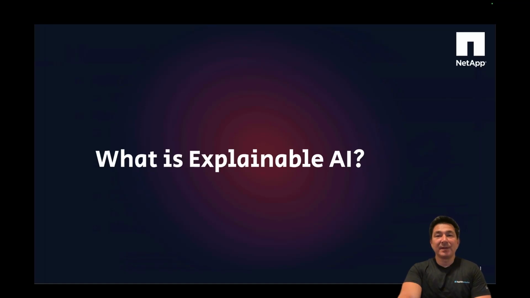Artificial intelligence is making decisions all around us, from what we see in our social feeds to how our loans are approved. But here's the question: do we really understand how these decisions are made? That's where explainable AI comes in.